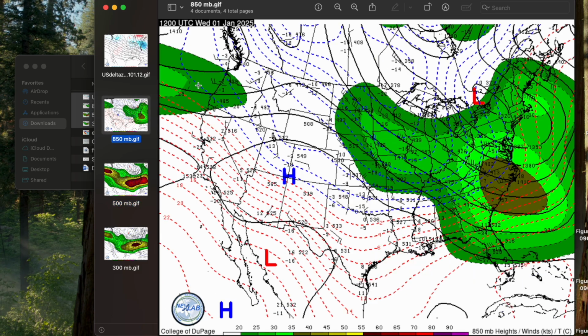If we go down a little bit further, we can see a little bit more of what's happening closer to the surface. You have a low-level cyclone across southeastern Canada or the northern part of New England, and some enhanced flow across the coastal regions of the Carolinas and into Virginia.